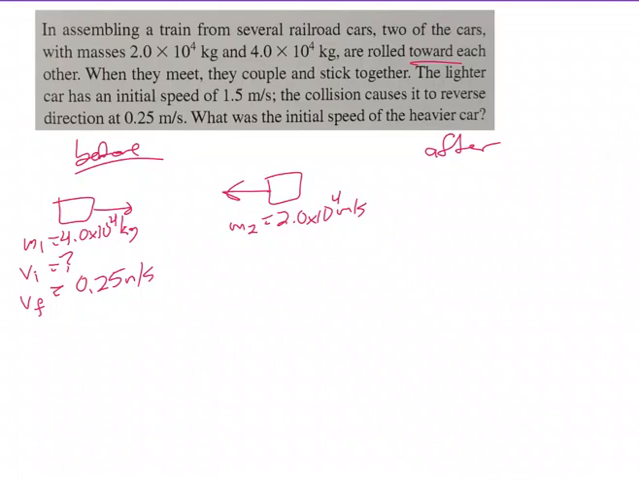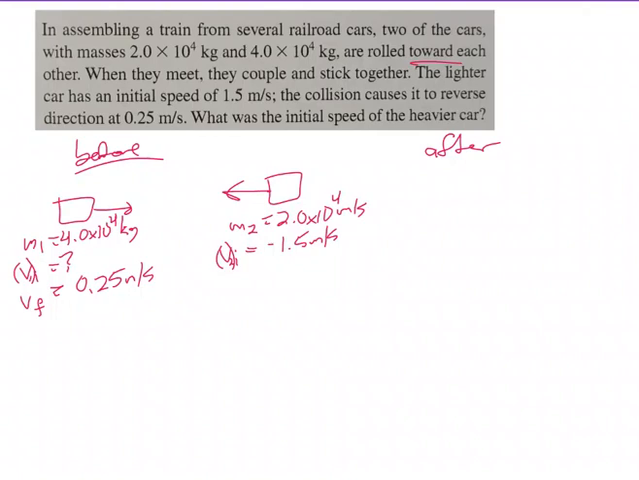But it's in the negative direction. So V sub I, V1 initial over here, V2 initial here equals negative 1.5 meters per second. And then its final is a positive 0.25. So V final is the same for both, so I don't need to write it twice.